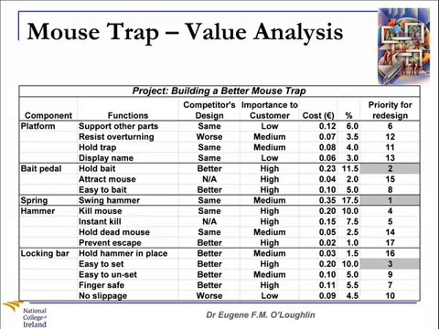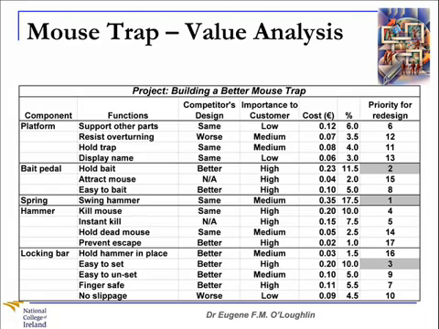We can see resist overturning is of medium importance, and if we look down the list, we can see for the bait pedal component, the function hold bait, well, that's a very high importance to a customer. So for each function then, we're able to say whether it is of low, medium, or high importance to our customers. In the next column then, we have money.